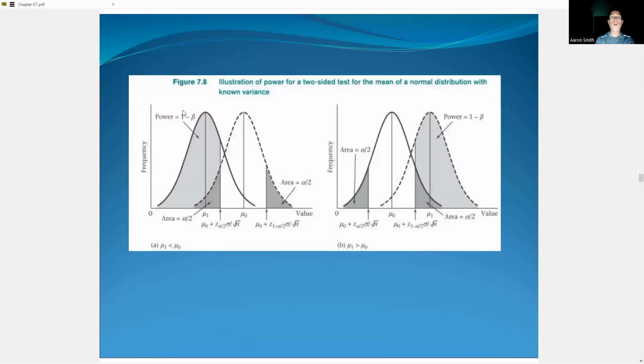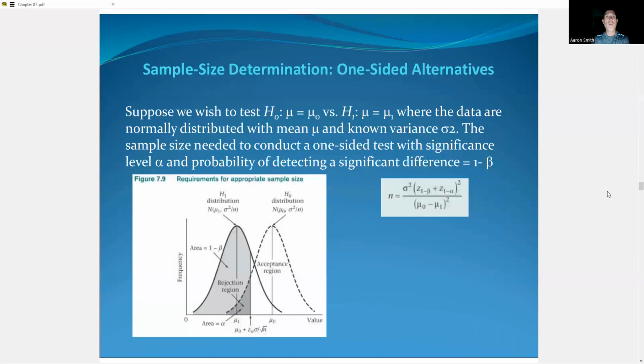And so now here's an illustration of power for a two-sided test for the mean of a normal distribution with known variance. The power of the situation is when the alternative is correct. So what is the likelihood that we would reject the null hypothesis because the alternative is the correct one? That gives us the power.